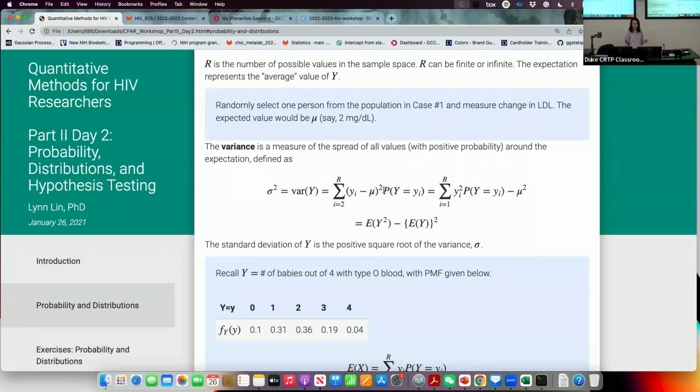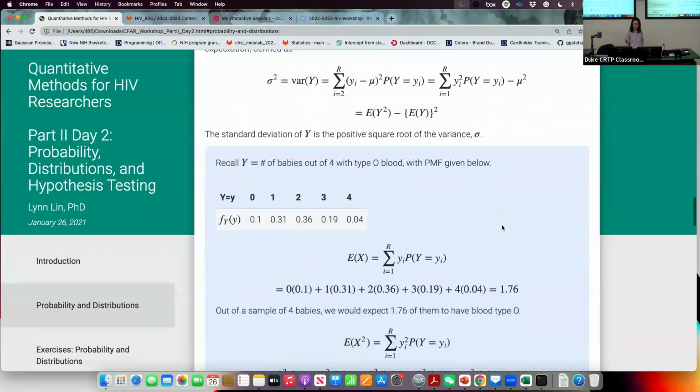And again, this value is also weighted by how likely that particular value is to occur. After you rearrange this term, it is actually equivalent to the expected value of y squared minus the mean squared. And the standard deviation is the square root of this variance.